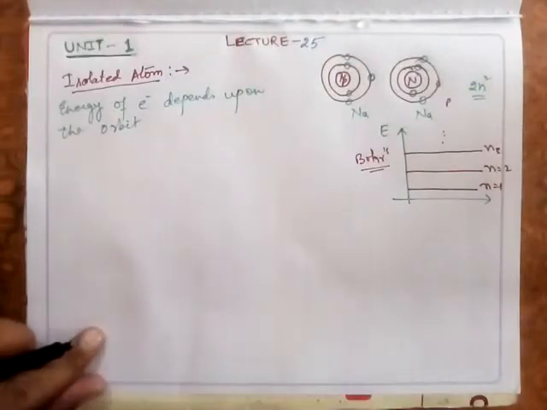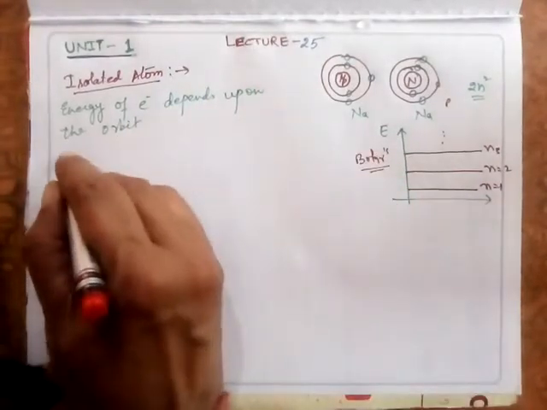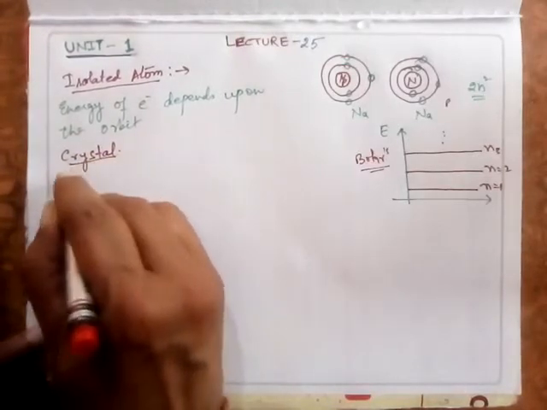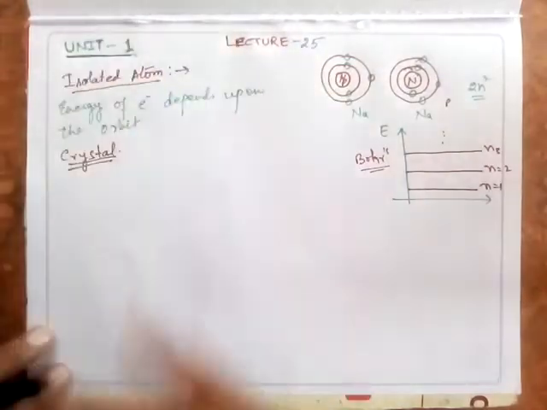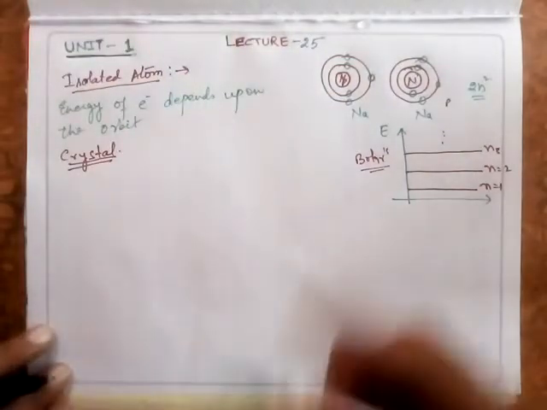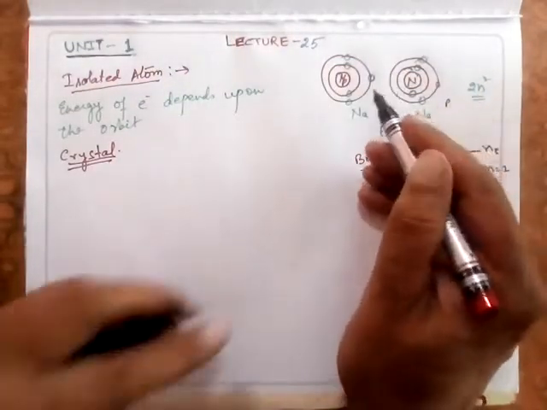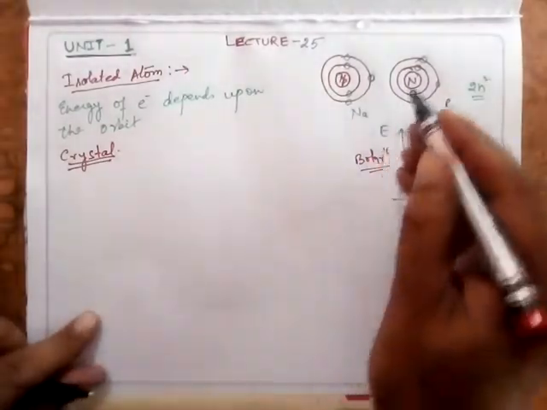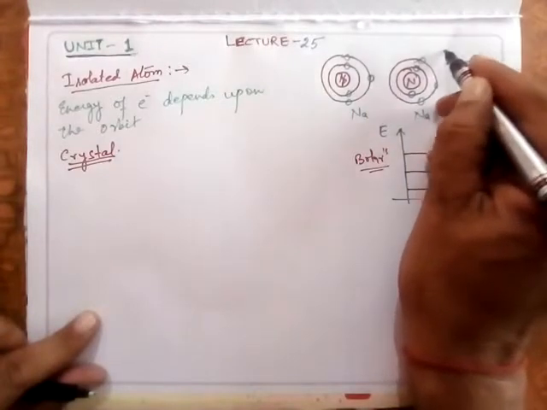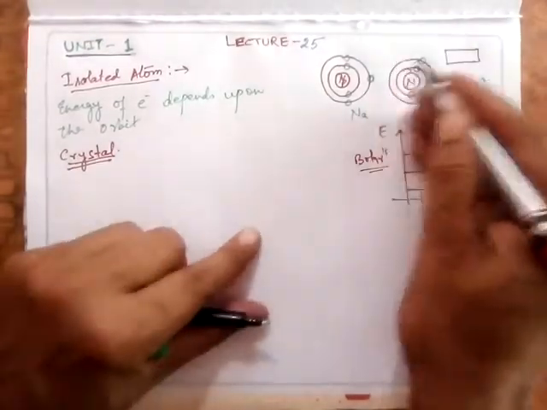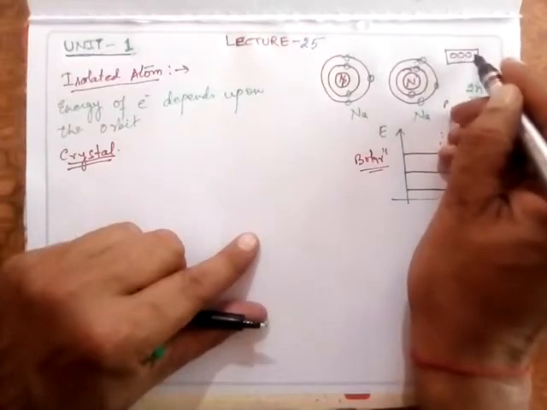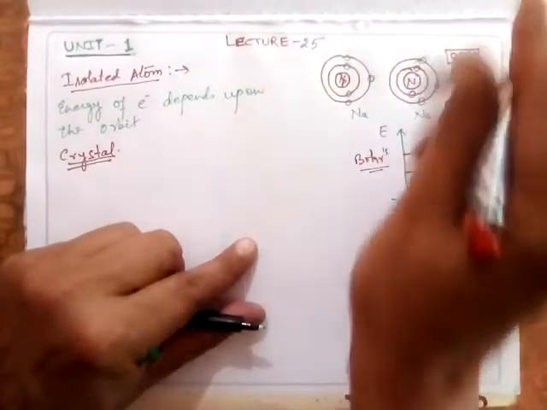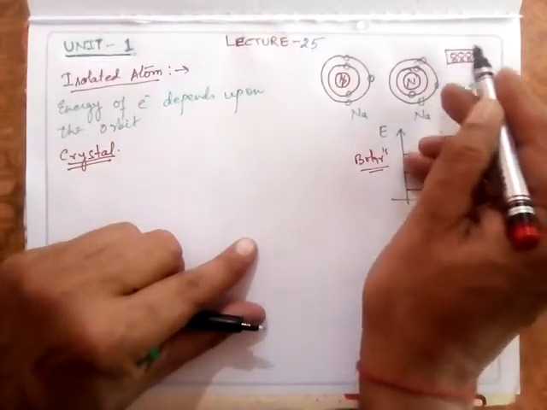Now what happens when I talk about a crystal? Let's talk about a crystal. An atom cannot stay isolated in nature. So how is a crystal formed? For example, suppose it is any element, say sodium. A sodium crystal. This sodium crystal is formed by various atoms of such type when they come closer. These are various atoms here, and a sodium crystal is formed.